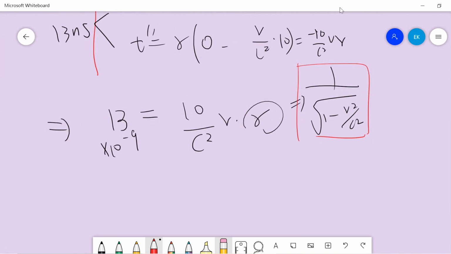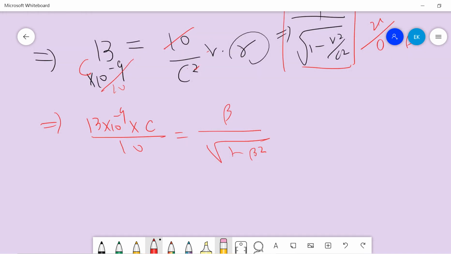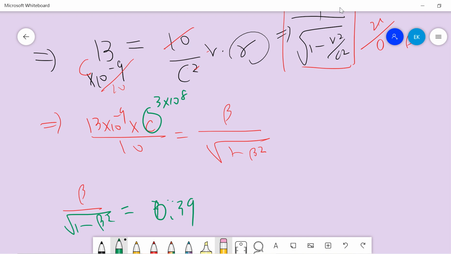Okay, nice. So you can solve it. To solve it easily, we let v over c be beta. So this equation can be changed to 13 times 10 to the negative 9 times c divided by x is equal to, since x goes to here and c goes to there, there will be remaining v over c. So we have beta divided by the square root of 1 minus beta squared, and c is 3 times 10 to the 8, so this is 0.39.